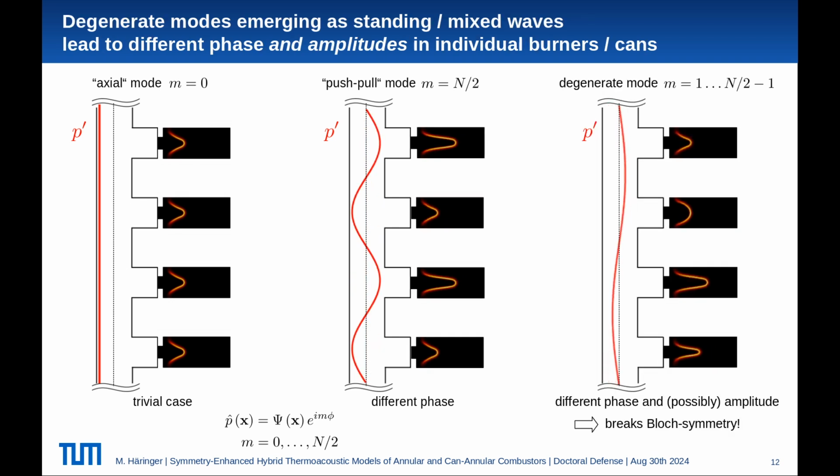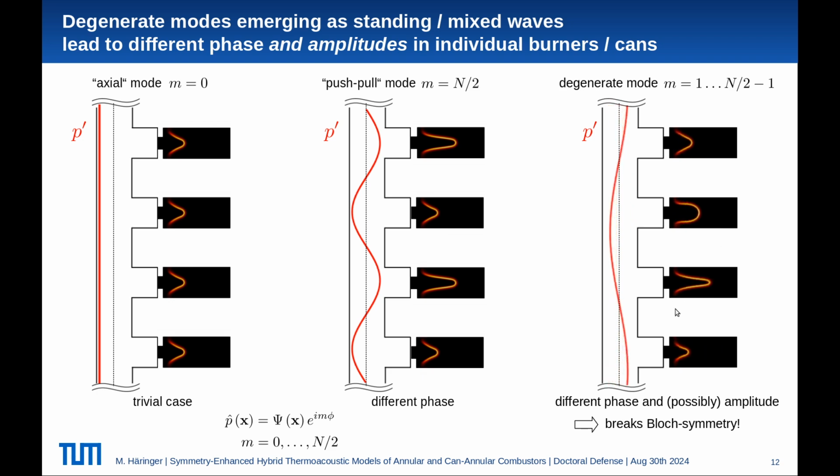Last but not least, we have all the remaining mode orders, so M equals 1 to n half minus 1. In this case, we have so-called degenerate mode pairs. These modes come in counter-rotating pairs, and it depends on certain nonlinear phenomena whether these degenerate modes form a standing wave, a rotating wave, or a mixed wave in the nonlinear regime. Here I showed an example of a mixed wave, which is partly spinning, partly standing.